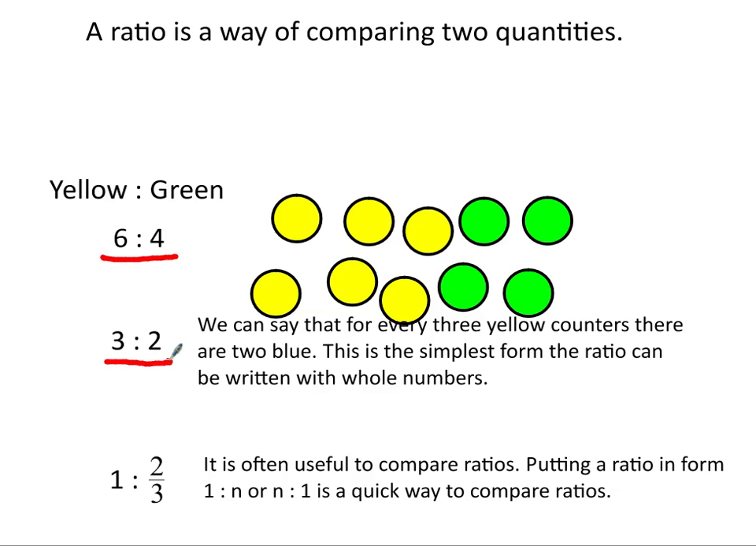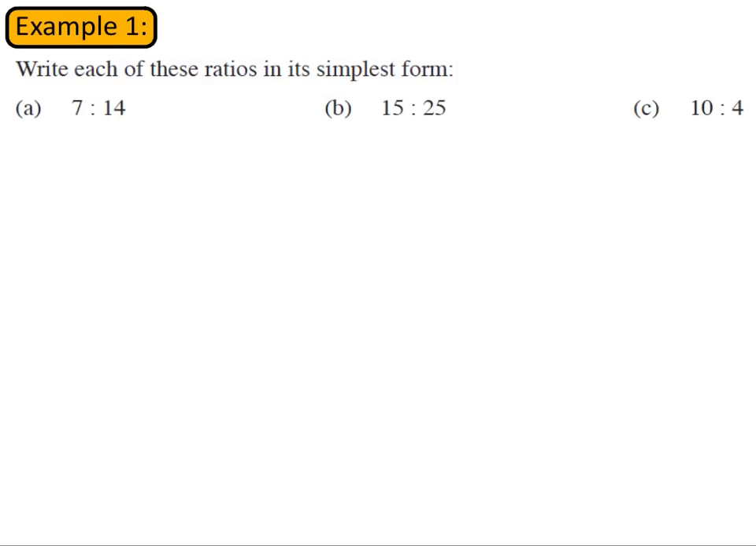They're both whole numbers. Another way of writing it though is to say, well, how many greens do we have for every 1 yellow? And that would be 2/3 of a green. And we'll look at how to get that in just a moment. So let's look at simplifying first. Just like in the previous example, we look at the two numbers and we divide by a common factor.